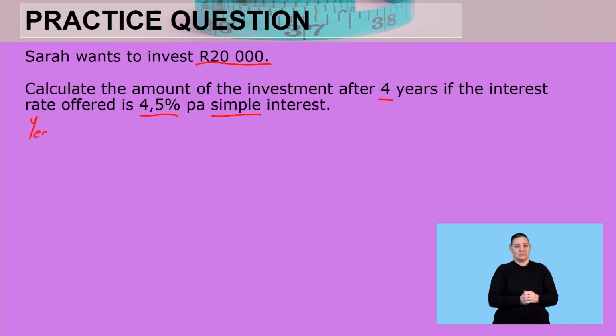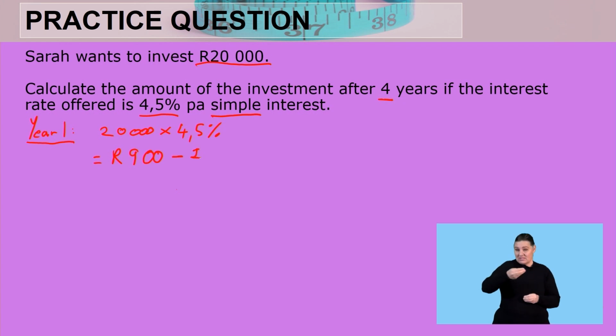So for year one, we've got to say 20,000 Rand. We've got to multiply that by 4.5%. And that gives me 900 Rand. And that 900 Rand, again, this represents our interest. All right, so that's the amount that needs to be added on every year.